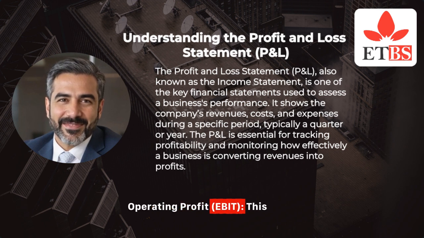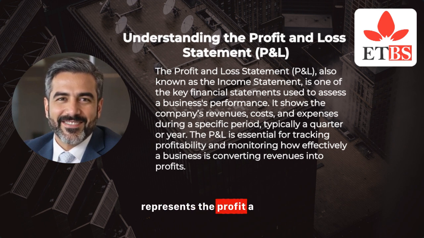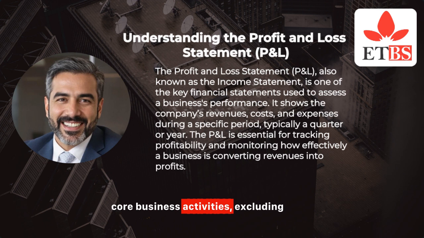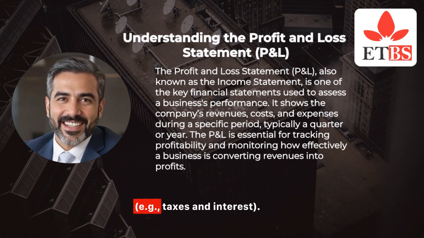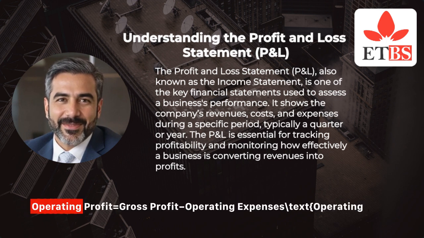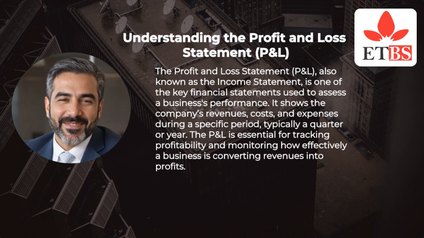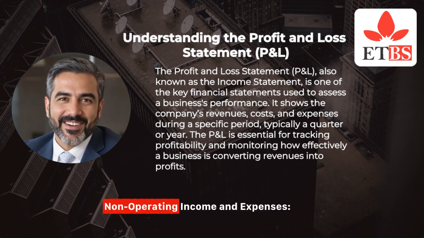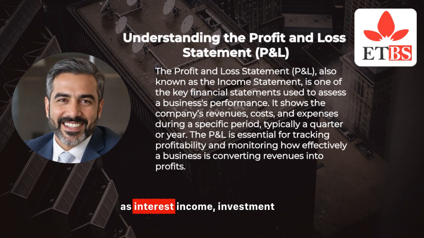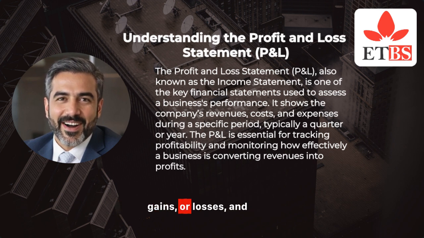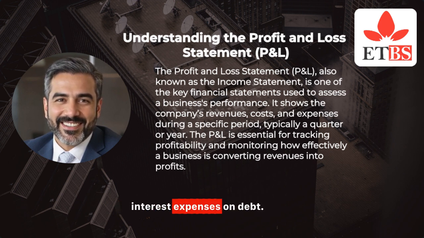Operating profit, EBIT. This represents the profit the company makes from its core business activities, excluding non-operating income and expenses, e.g., taxes and interest. Formula for operating profit: operating profit equals gross profit minus operating expenses. Non-operating income and expenses. These include any income or costs not directly related to the company's main business operations, such as interest income, investment gains or losses, and interest expenses on debt.